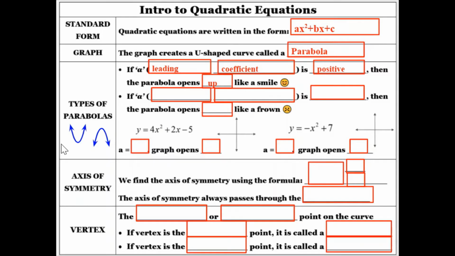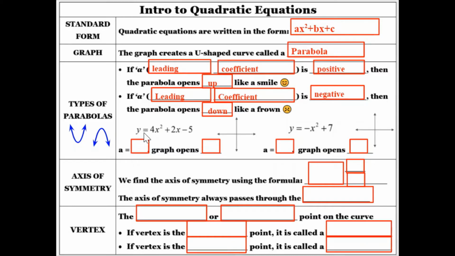If the leading coefficient is positive, it's going to open up. It's positive, happy face. If your A value, again, the leading coefficient, is negative, then the parabola will open down like a frown. So if it's a negative leading coefficient, it's negative emotion, frowny face. So let's take a look at these two examples.